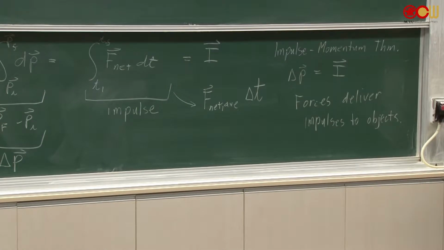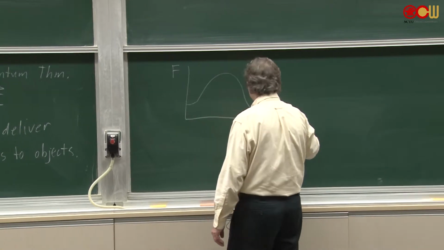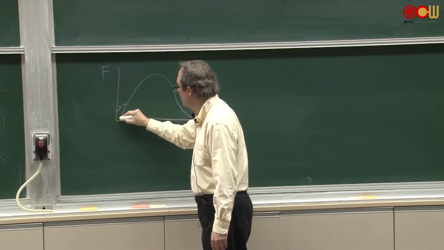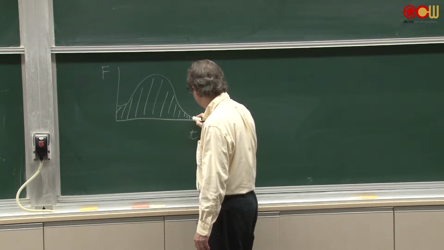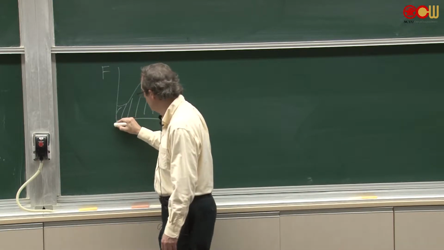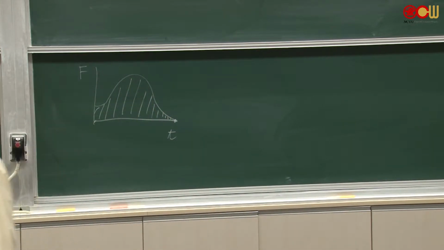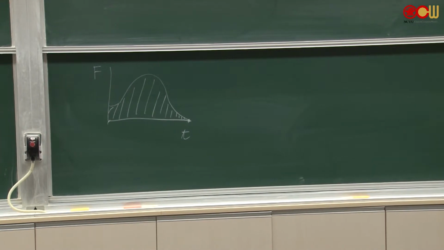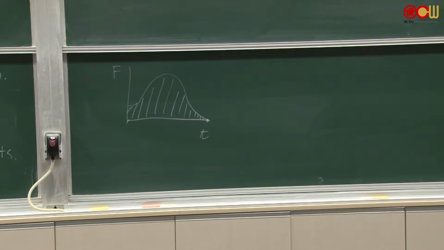So let me just draw an example. So if I have something like this, all right, the impulse is the area under this curve. Let's say from here to here. So that's all it is. Just calculate that area. All right? So there's one homework problem where you have to do that. You don't have to actually do any integrals. You can just estimate the area under the curve. All right, so that's the impulse.